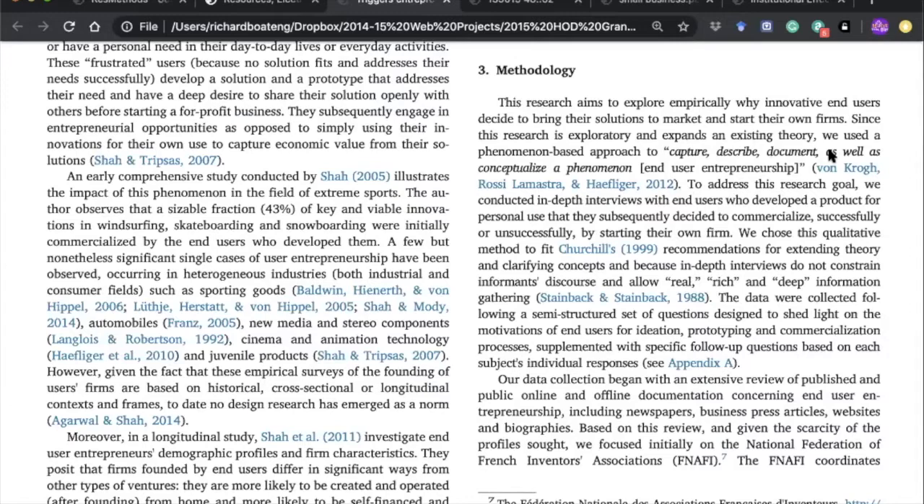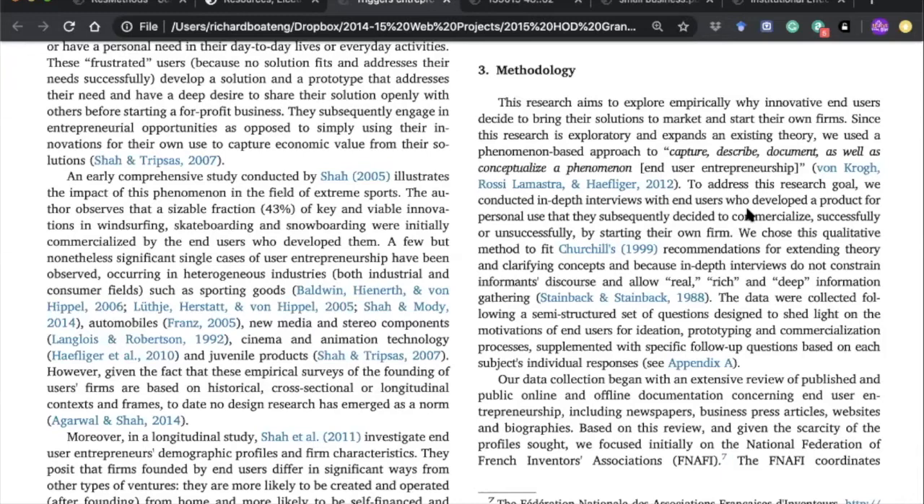If you want to know about a phenomenon-based approach in qualitative work, you can read about von Grogh et al. To address this research goal, we conducted in-depth interviews with end users who developed a product for personal use that they subsequently decided to commercialize, successfully or unsuccessfully, by starting their own firm. A phenomenon-based approach may draw on phenomenology. We chose this qualitative method to fit Churchill's recommendations for extending theory and clarifying concepts, and because in-depth interviews do not constrain informants' discourse and allow rich and deep information gathering.